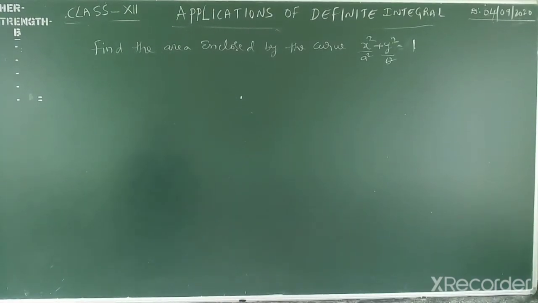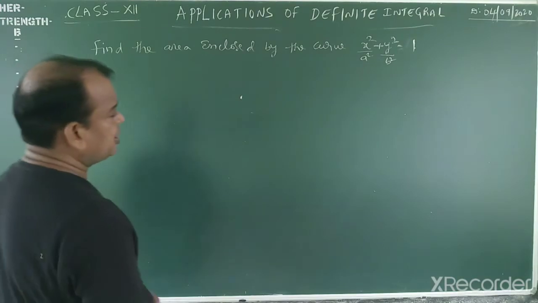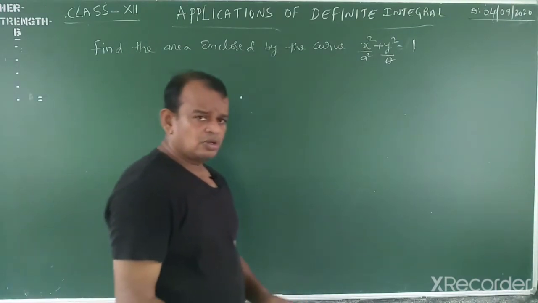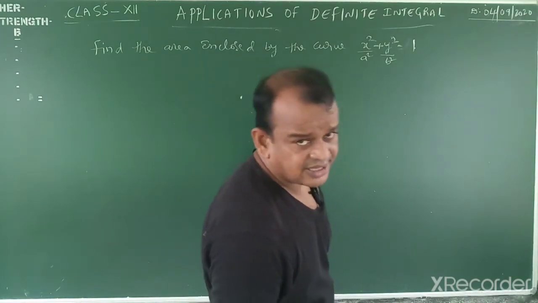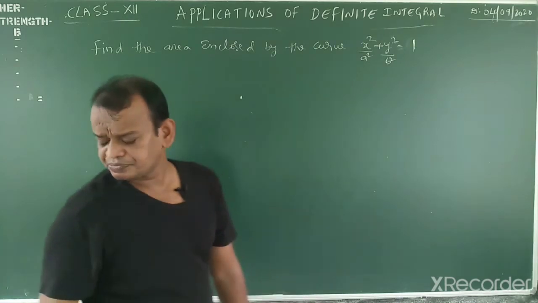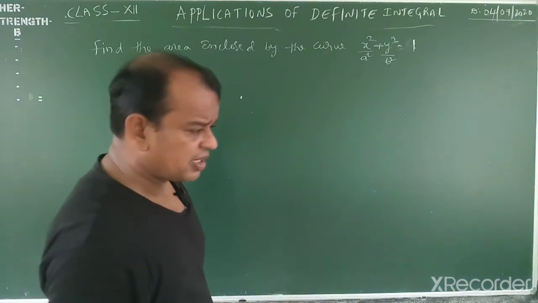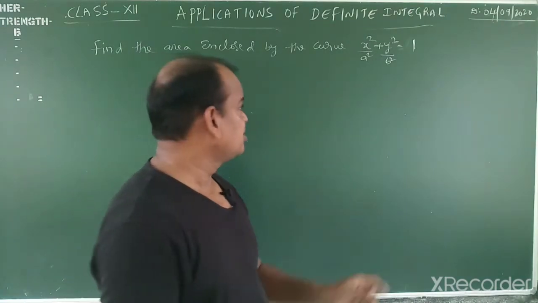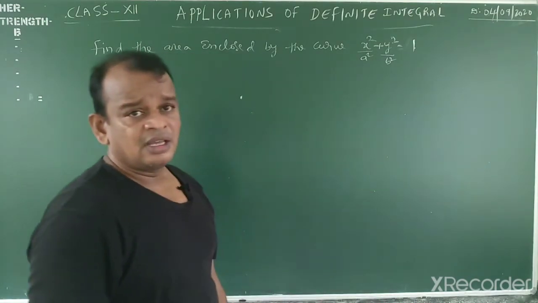Okay, my dear students, the next question is x square by a square plus y square by b square equal to 1. This is an ellipse. I think you have an idea about it, I already explained the total exercise. Each and every problem I explained in the exercise, and before class I explained the basics. Now this is the ellipse.